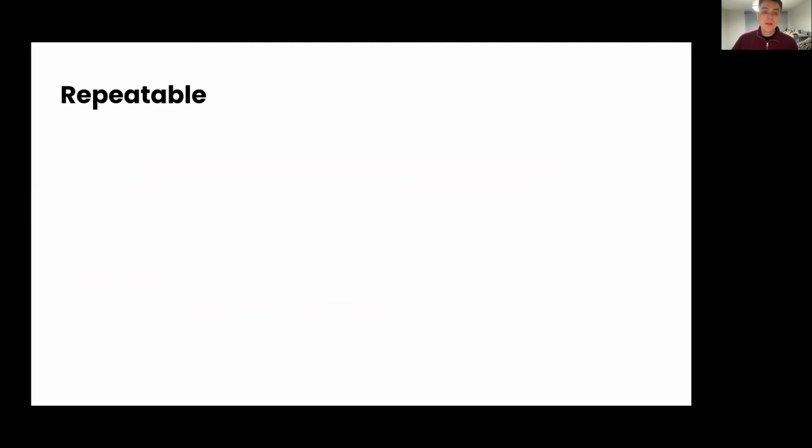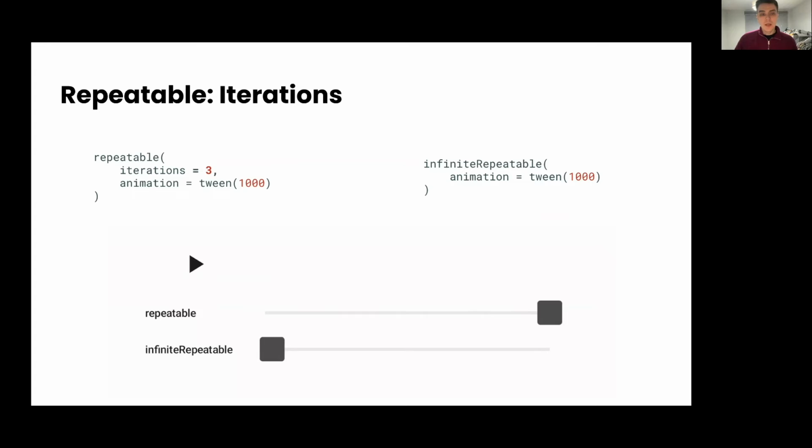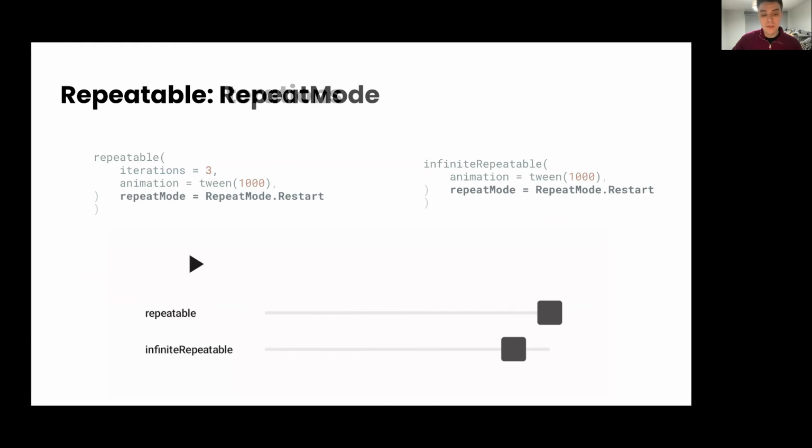We also have a neat way of repeating animation, and repeatable will help us do that. We have a regular repeatable and an infinite repeatable. Both of these can only work with a duration-based animation spec, for example, Tween. And with regular repeatable, you can also set the number of iterations. This can be most clearly seen in this example. Repeatable stops after 3 iterations, and infinite repeatable never stops, as expected.